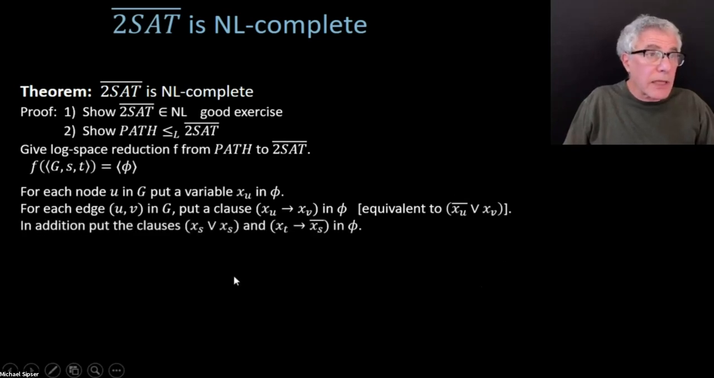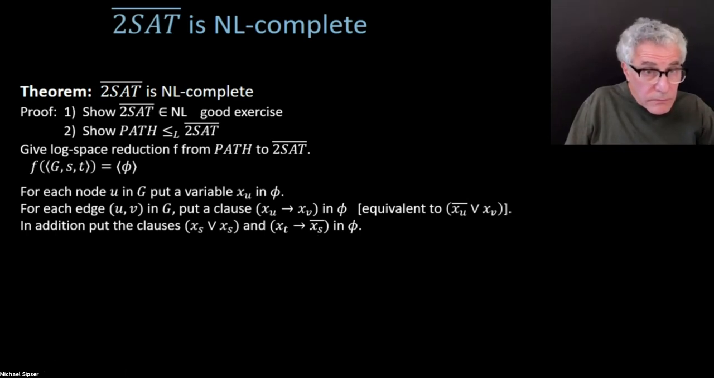And lastly, I'm going to put two additional clauses. It's X for the start variable, from the start node, S. I want to force that one to be true. So, since I want to have exactly two per clause, that's XS or XS. So that forces that variable true. And lastly, if XT is true, that's going to force XS to be false.